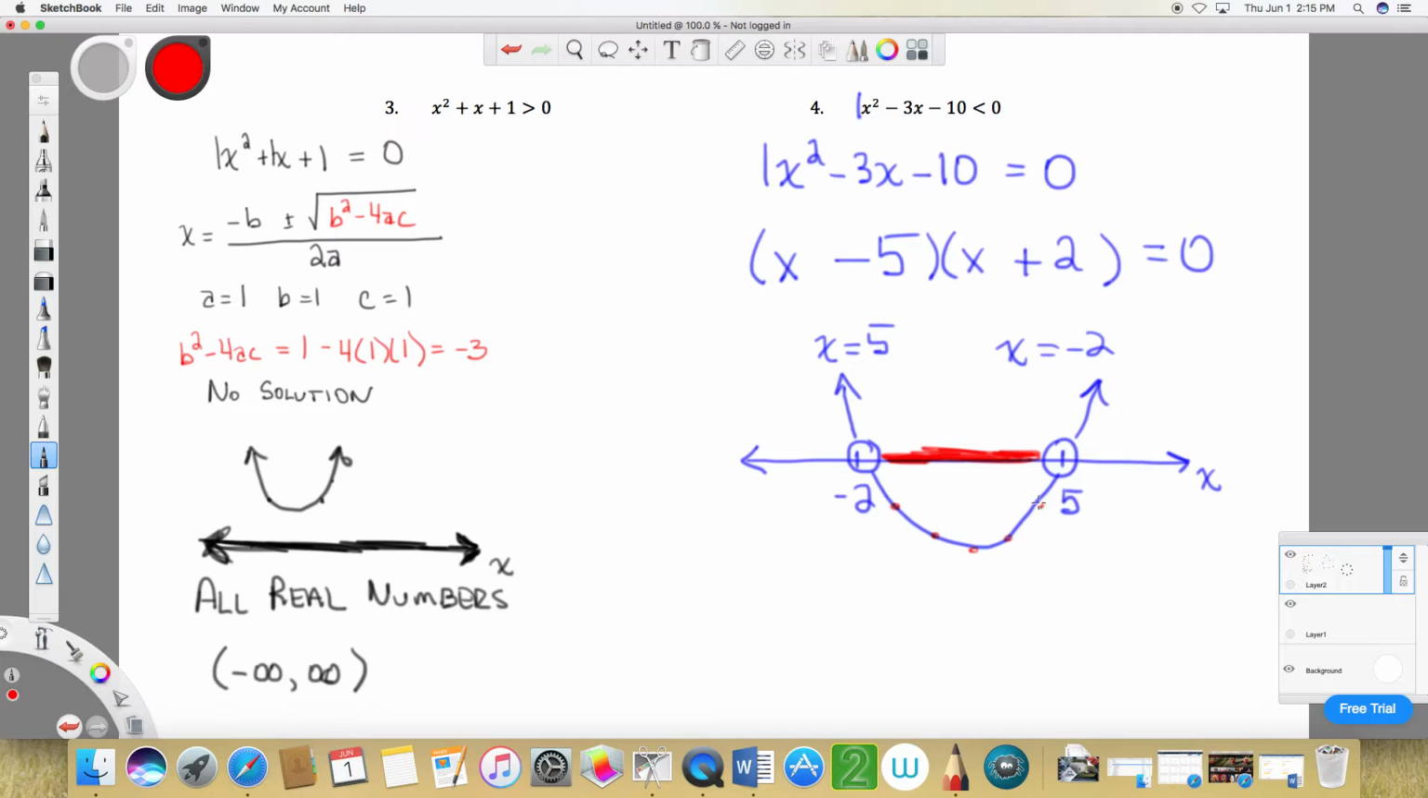All of these infinitely many points that are between negative 2 and positive 5, all of these points on the parabola have an x-coordinate that's between negative 2 and positive 5, and all of these points have a y-coordinate that's negative. If you look at these other points up here, all of their y-coordinates are positive, and the ones on the x-axis have a y-coordinate of 0. We want this to be strictly less than 0. So we want our solution set to be bigger than negative 2, but at the same time smaller than positive 5. Remember, it's always a smaller number, comma, a larger number when you're writing these inequalities.